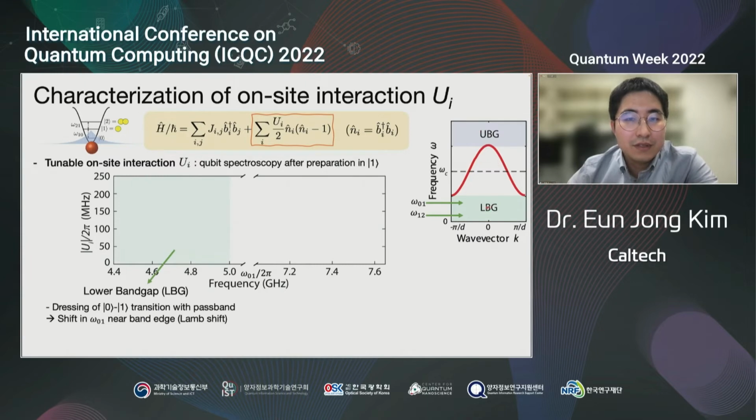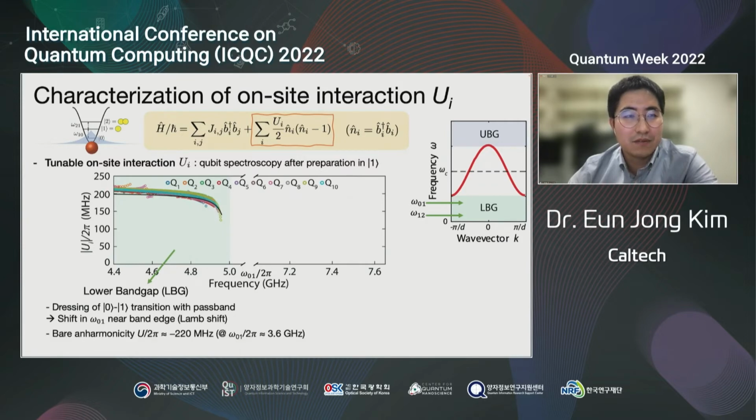First, inside the lower bandgap, the dressing of the first transition with the passband mode results in a shift of the transition frequency, also known as the Lamb shift. And at the same time, the 1-2 transition remains far off resonant from the passband, so this is not affected so much. And these two result in this behavior of anharmonicity, which is greatly altered close to a bandedge, while deep inside the bandgap, we find a value that is close to the bare anharmonicity of the transmon that is designed.